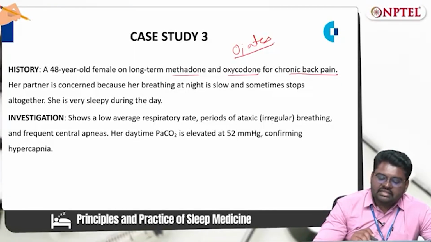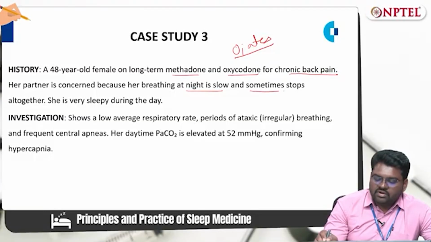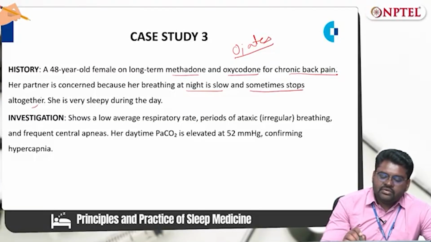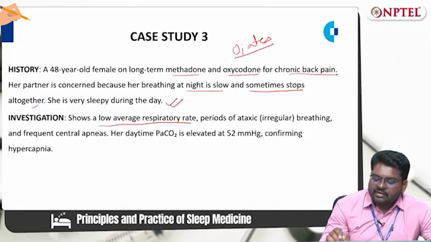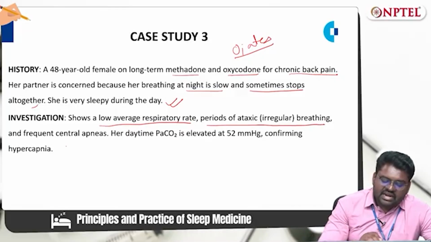Her partner is concerned because her breathing at night is slow and sometimes stops altogether. So here she has a nighttime decrease in breathing and sometimes cessation. She is very sleepy during the daytime. The patient was further investigated with polysomnography, which shows a low average respiratory rate, periods of ataxia, that is irregular breathing, and frequent central apneas.